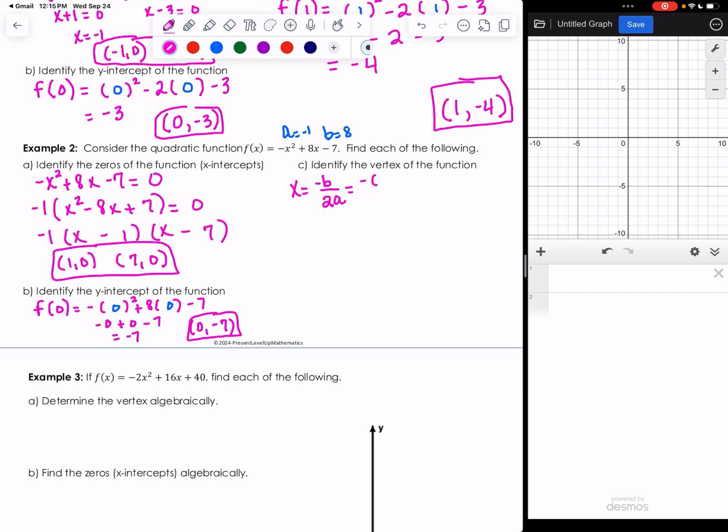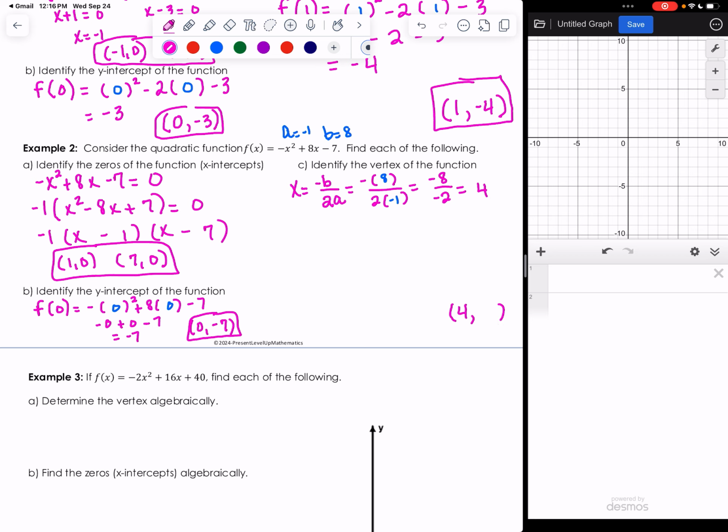So now let me replace the variables with parentheses. And I will plug in an 8 for the B and a -1 for the A. And then we'll evaluate that. The opposite of +8 is -8. 2 times -1 is -2. -8 divided by -2 is positive 4. So I know my vertex is 4 comma something.